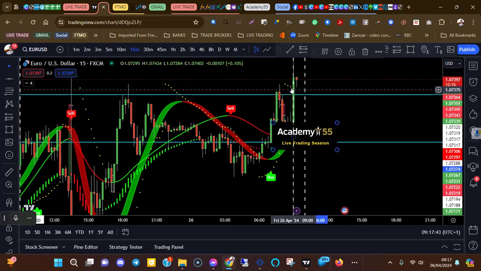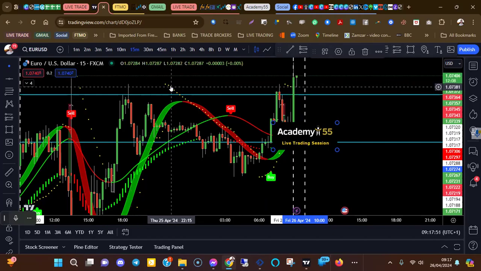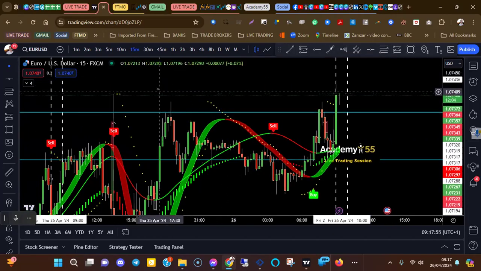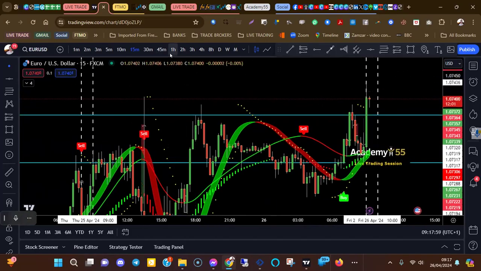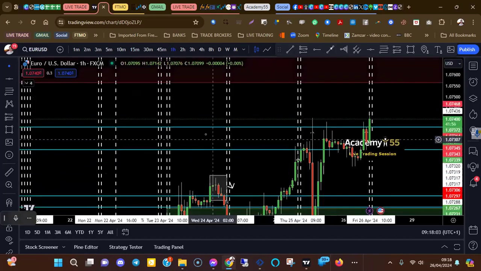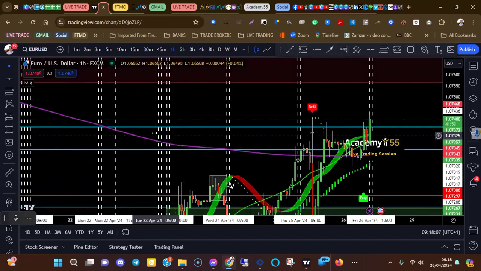We formed a little bit of imbalance here on the 15-minute time frame. All this is imbalance, so that needs to be filled at some stage. But we are passing the high part now, so let's see what it looks like on the hourly. Yeah, we're the highest we've been for quite a while. Well, all week actually.